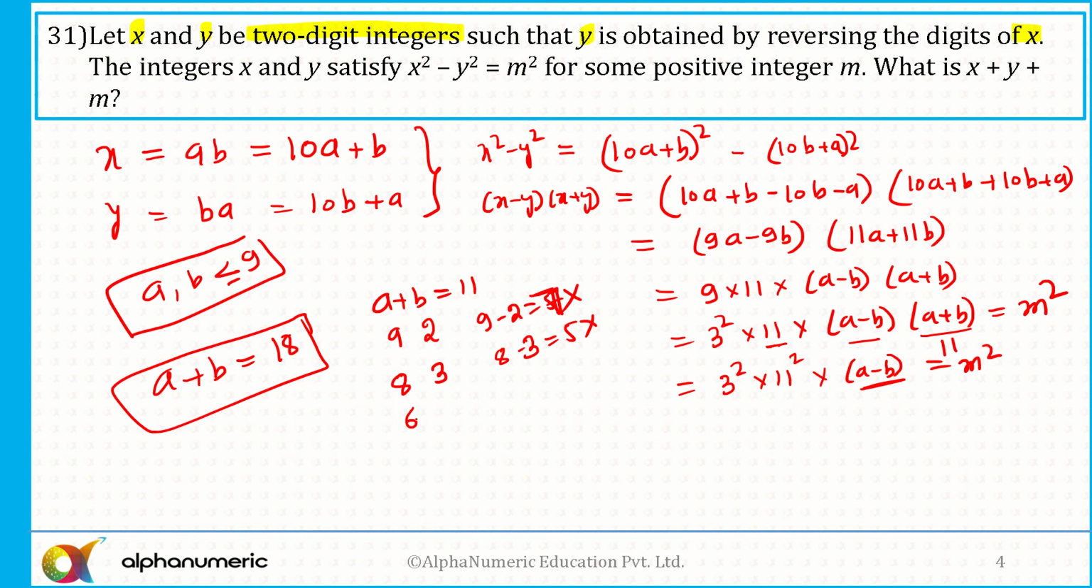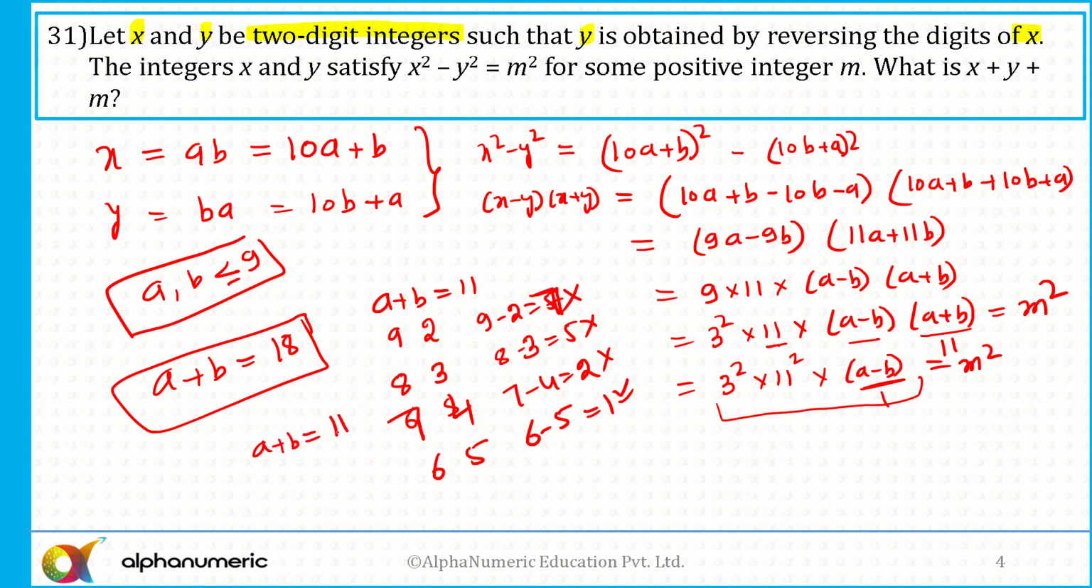Then 7 plus 4 is 11, but 7 minus 4 is 3, which is not a square. So 6 plus 5 is 11 and 6 minus 5 is 1, which is a square. So the only possible values of a and b are these, and then the entire right hand side is a perfect square. So a plus b is 11 and a minus b is 1, so a equal to 6 and b equal to 5.